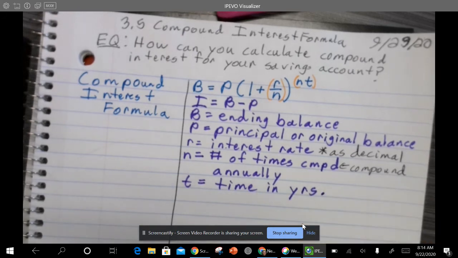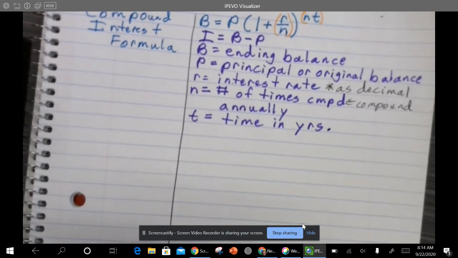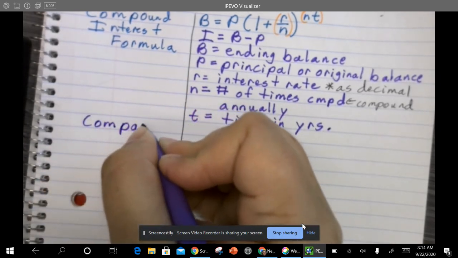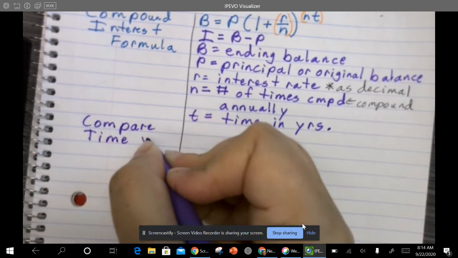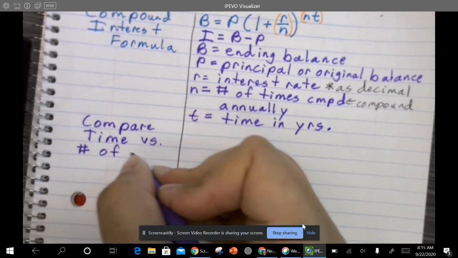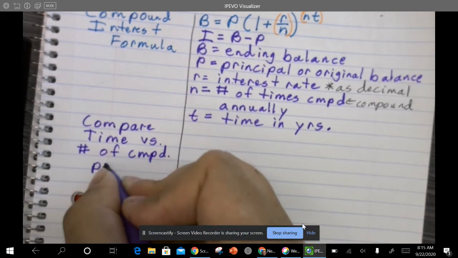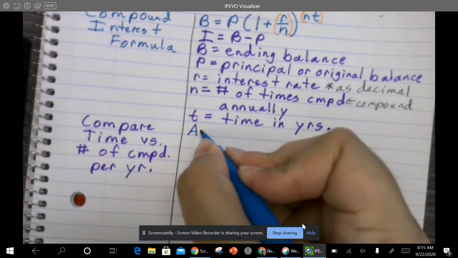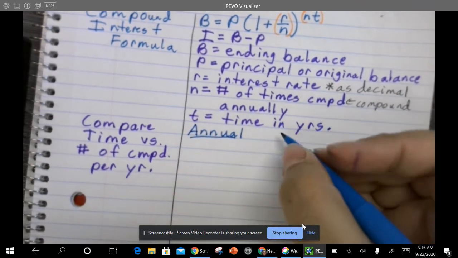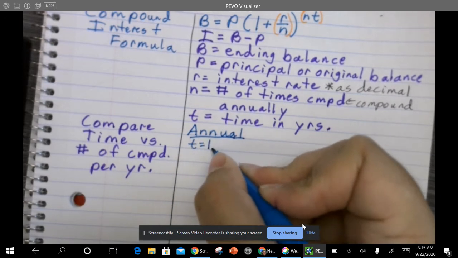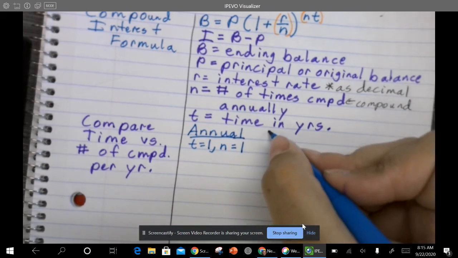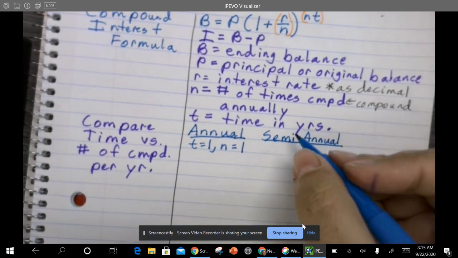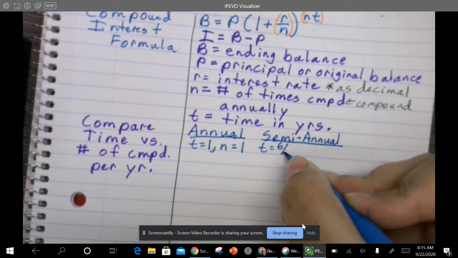When you're working with these, everybody, you always want to identify all the variables. Okay, so let's go over the time. Okay, so let's compare, okay, so we're going to compare time versus number of times per year or annually. Okay, so let's look at that, everybody. So what if we had an example? So we have annual. So the time is going to be 1, so just 1 time a year, and N would be 1. Okay, if it's semi-annual, so semi, everybody, just like if we have semi-annual plants, they bloom twice a year. Okay, so the time is going to be 6 months or half a year.